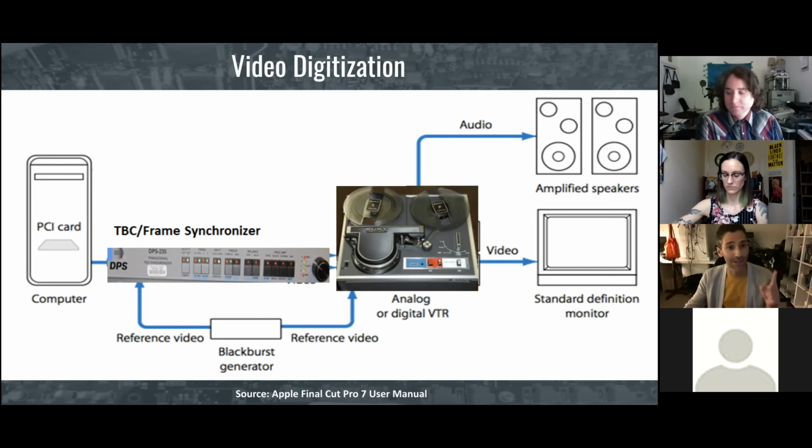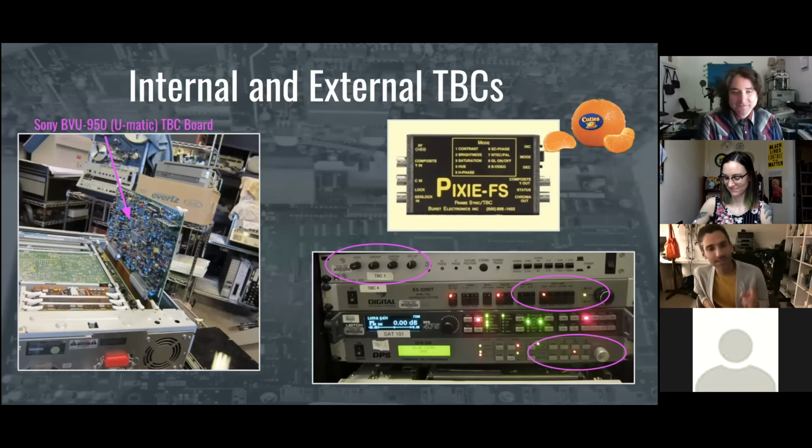But wait, it does get more complicated. TBCs come in two main flavors: external standalone devices like the ones you're seeing here on the right, or processing cards that are inside of your VTR, as seen on the left here. A good rule of thumb is, if your VTR has buttons or knobs that allow you to adjust the video signal, the luma or brightness, the blacks, the chroma or intensity of color, and Morgan's going to talk about all of this a bit later, there's a good chance that there's a TBC inside that VTR.